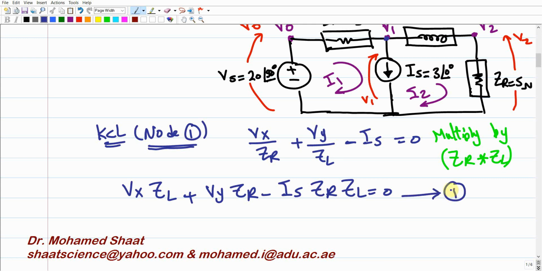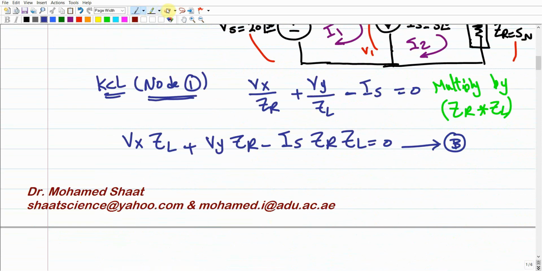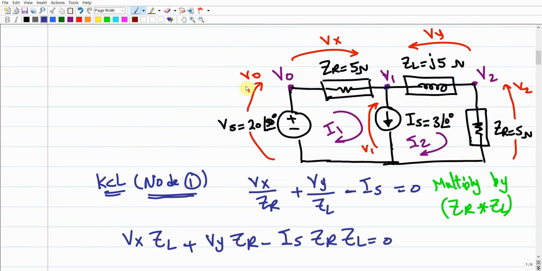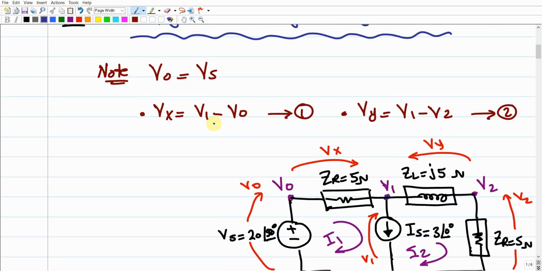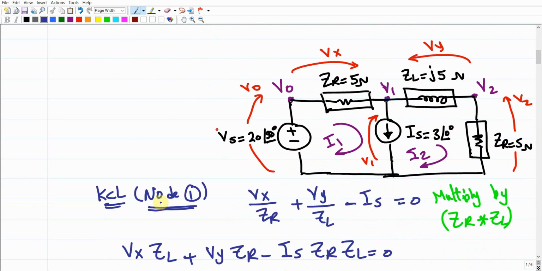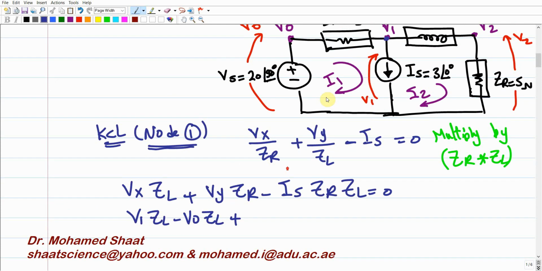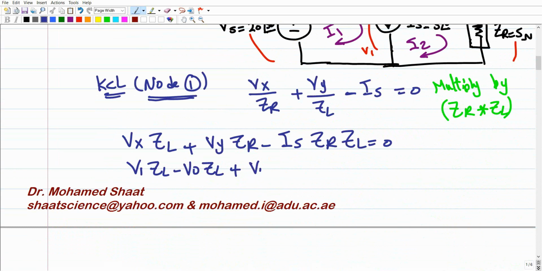So this is the first equation, or let us use equation 3 because we already defined equations 1 and 2. We still need to substitute for Vx and Vy by their values according to equations 1 and 2. So substituting 1 and 2 into this equation, Vx is V1 minus V0, so this gives us V1 times ZL minus V0 times ZL, plus Vy, which is V1 minus V2. So this gives us V1 times ZR minus V2 times ZR minus Is ZR ZL equals 0.